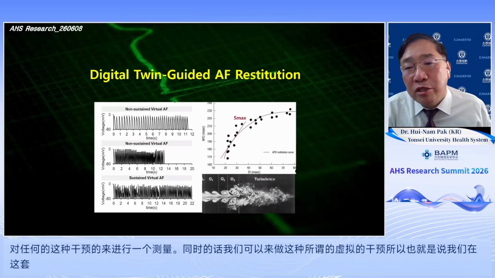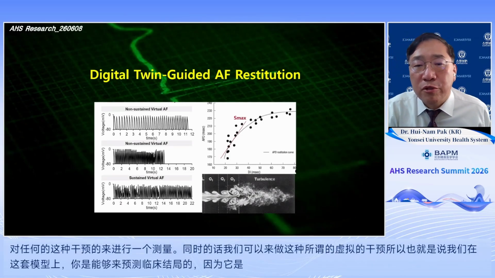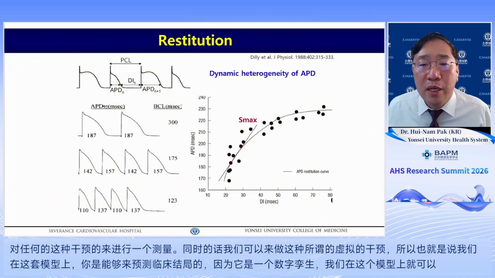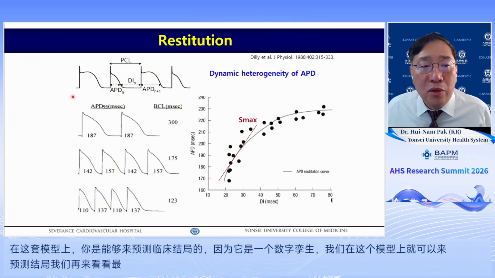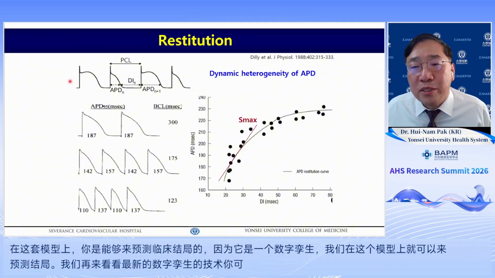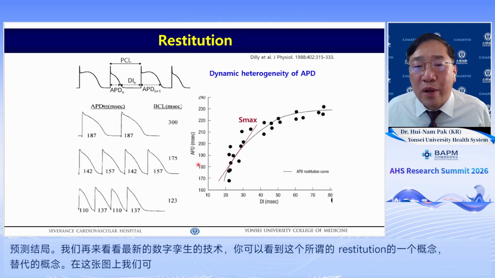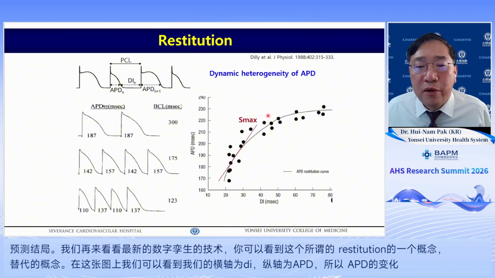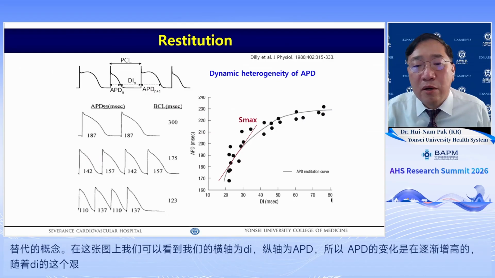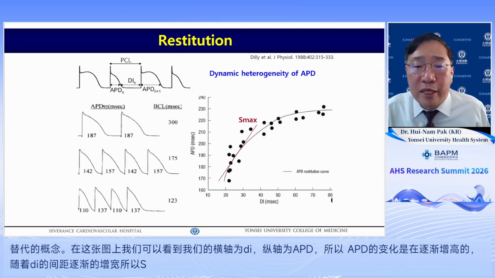I will start by introducing the most recent digital twin research regarding restitution. This is the concept of restitution. We know the action potential duration shortens as heart rate increases. In this graph, the x-axis stands for diastolic interval and the y-axis stands for action potential duration. So APD changes to a higher degree for the same change of diastolic interval under the condition of a higher restitution curve slope. Therefore, Smax, the maximal slope of the APD restitution curve, is critical for repolarization heterogeneity.